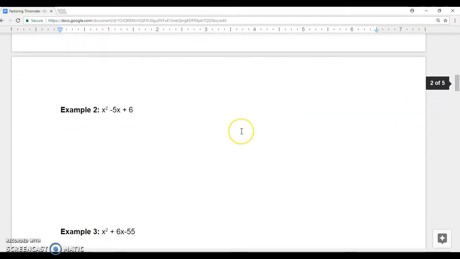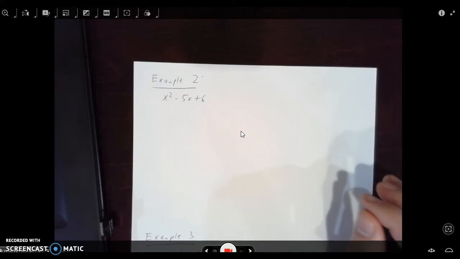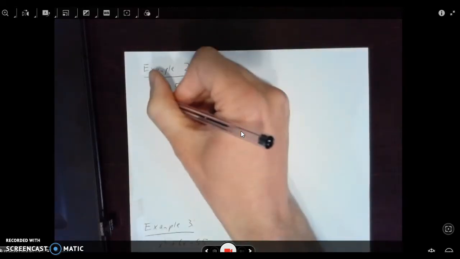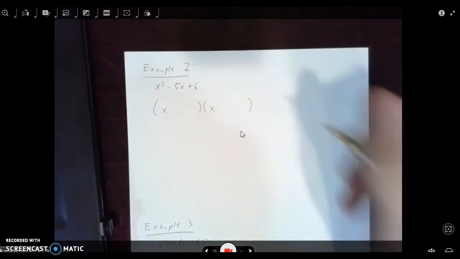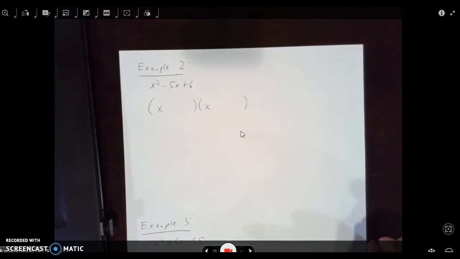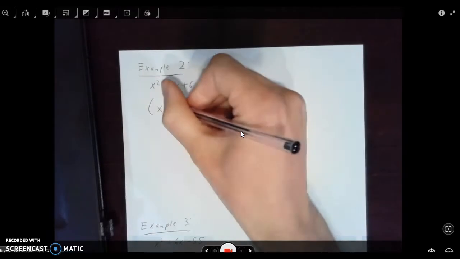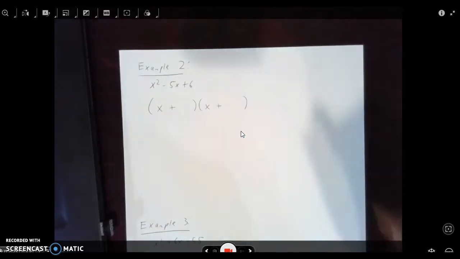Okay, let's take a look at example 2, x squared minus 5x plus 6. And example 3, x squared plus 6x minus 55. So we're going to do the same thing. We have 2 blanks here. And I'm going to go ahead and put plus signs. If we need negative numbers, we'll deal with that.